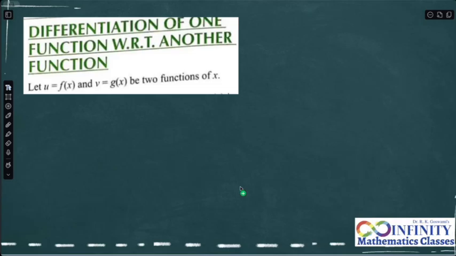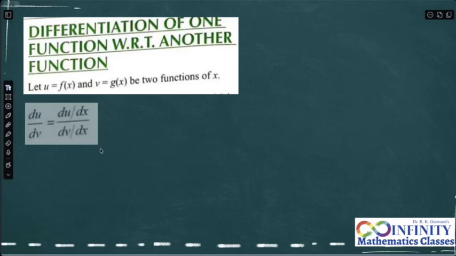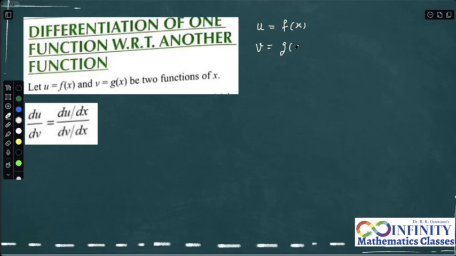Basically, firstly we will be discussing questions based on this. There will be a function, let me just choose the pen. Yes, there will be a function u defined in terms of f(x), and a function v defined in terms of g(x). Both are defined with respect to the same variable x. The question is, you need to find du over dx.